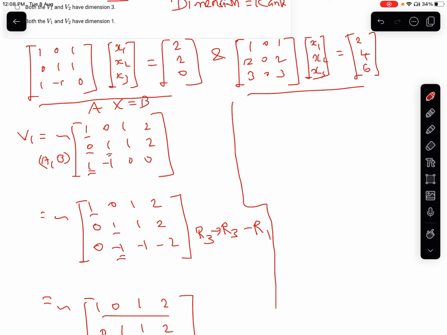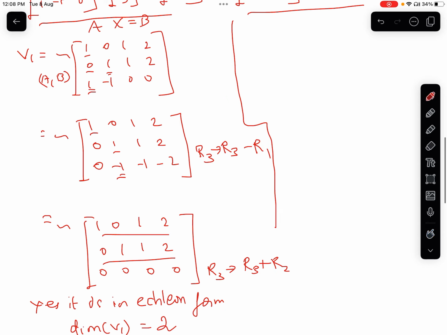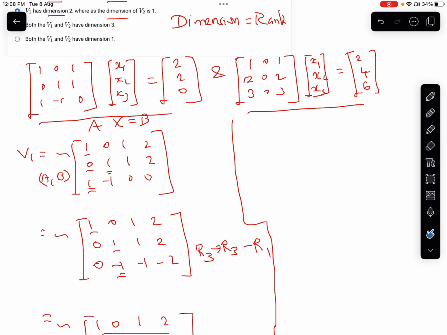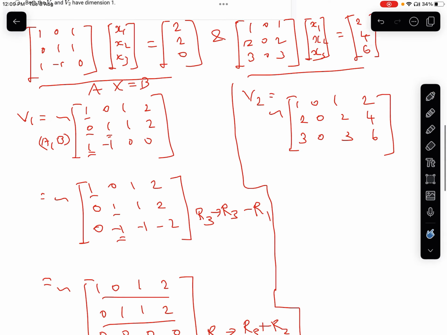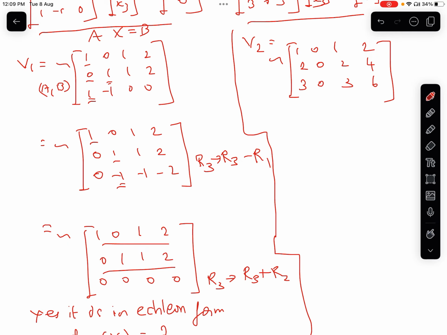Listen very carefully. This is a very important thing. Now, looking at the other matrix representation, we will take this as V2 and we will combine the matrix in the form of the augmented matrix. So 1 0 1 2, 2 0 2 4 and 3 0 3 6. Compared to the first matrix representation, this second matrix representation is very easy, because as you see, we can easily convert it into an echelon form.